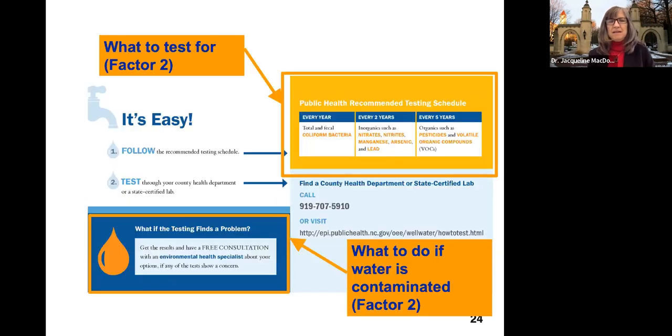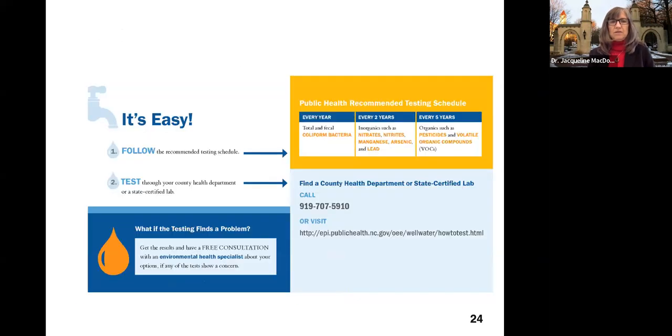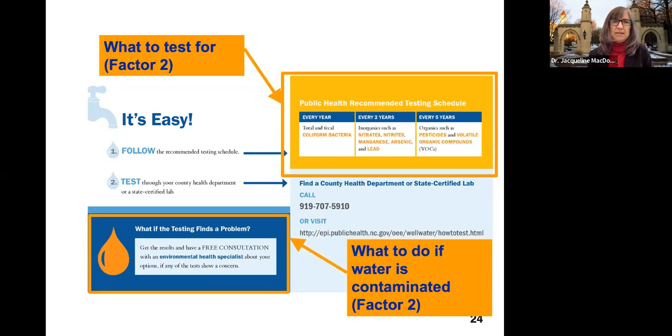And then the next step was to test whether this worked. Now you might notice that there's one of the key factors: worry about costs. We didn't say anything about costs in this communication. If you look back at the front of the postcard, there was nothing about costs here. There's nothing about costs here. And the reason for that was that we wanted to separate the effect of concern about costs from the effect of these other factors: the lack of knowledge and sense of urgency, and this misperception about being able to see, smell, or taste contaminants.